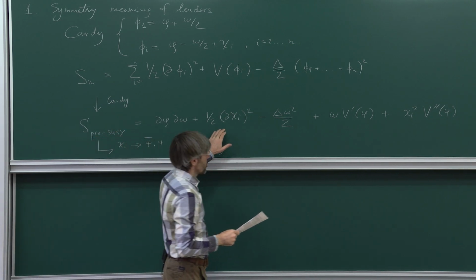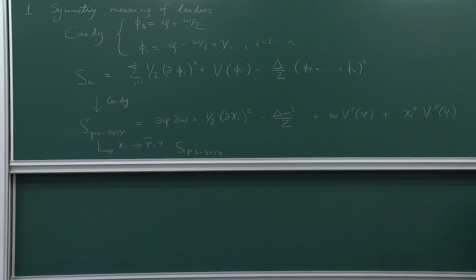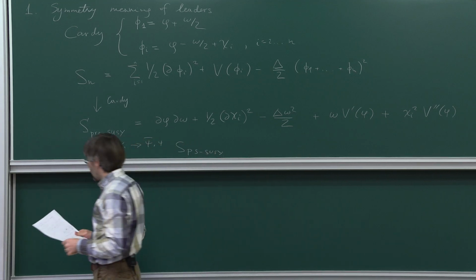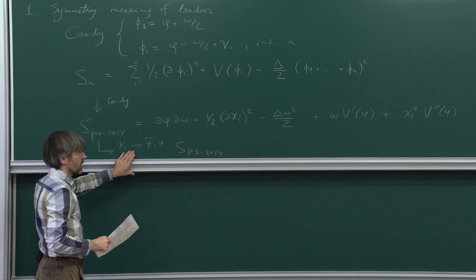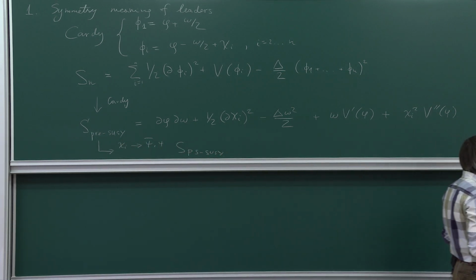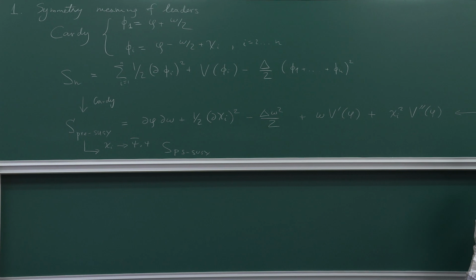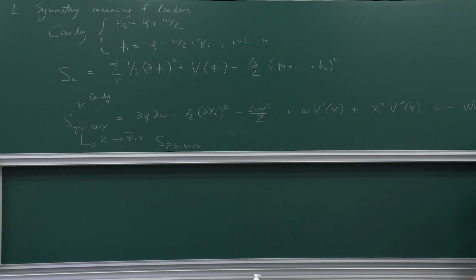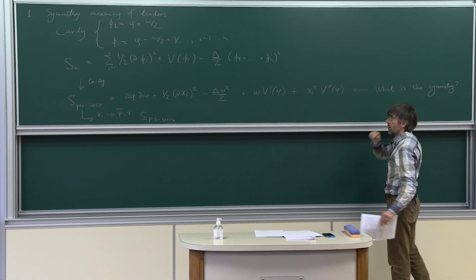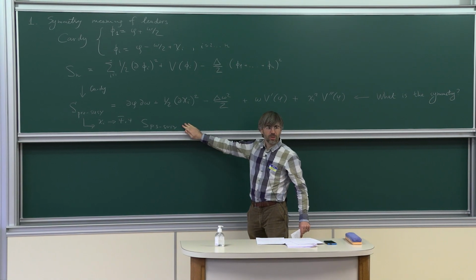So I call this action pre-SUSY because it involves these scalar fields chi I. There are minus 2 scalar fields chi I. So it becomes SUSY after I do this mapping. So one open question is, what is the symmetry of this pre-SUSY action? You see, I know what the symmetry is after I make the mapping to the SUSY variables. It becomes supersymmetry.